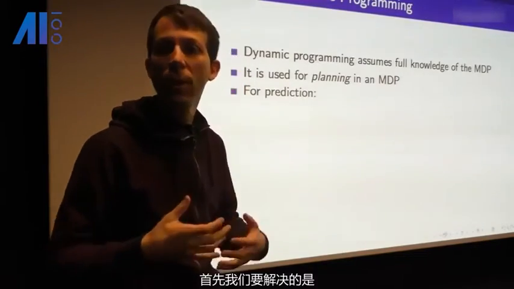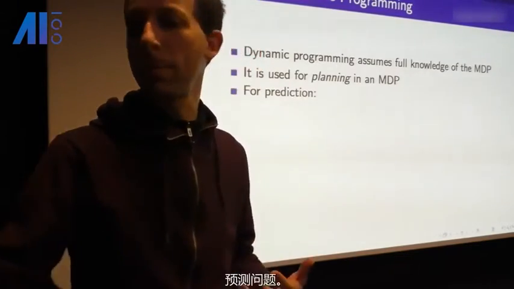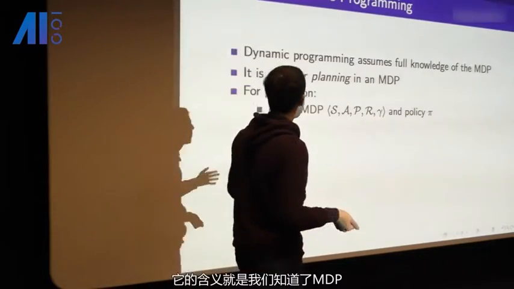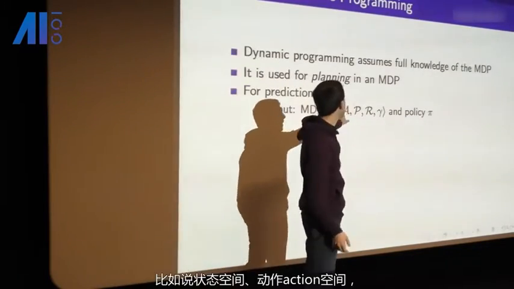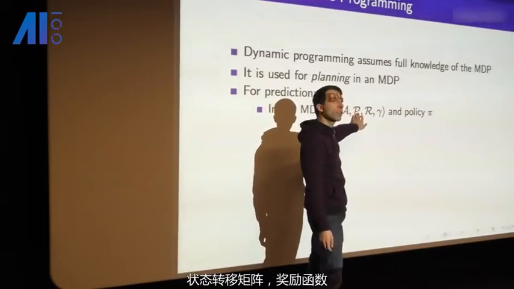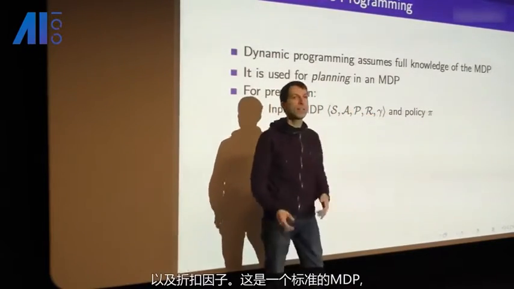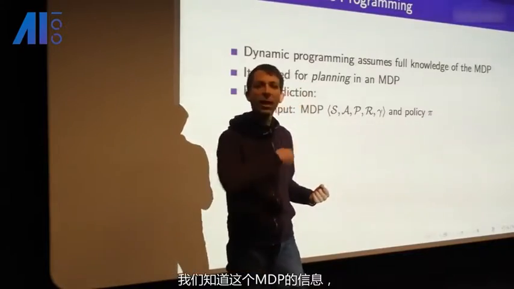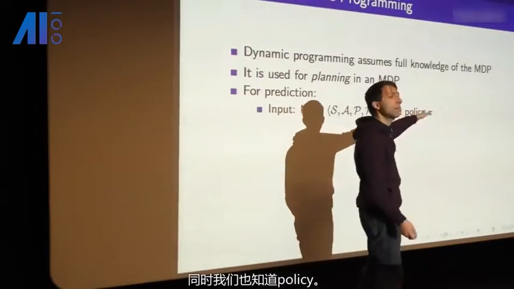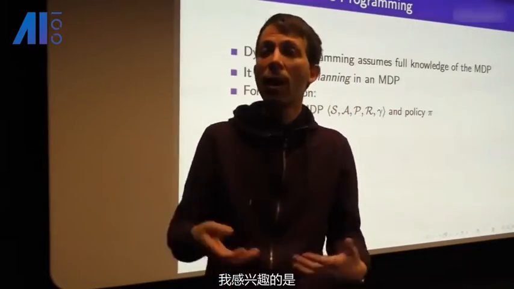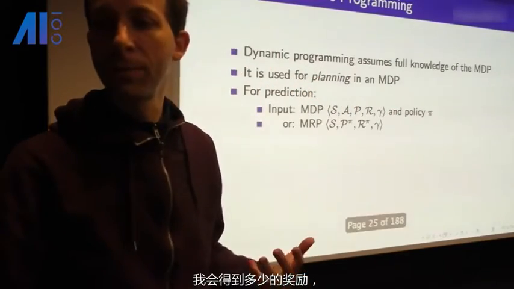So first of all, we can plan to solve the prediction problem. What does that mean? It means that someone tells us an MDP. Remember, an MDP is a state space, an action space, our transition dynamics, our reward function, and a discount factor. It's just our standard MDP. But they also give us a policy. They say, for example, if you're going to wander around randomly in this world, then what I want to know is how much reward will you get in that world?